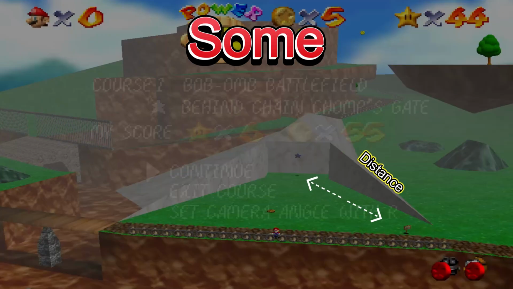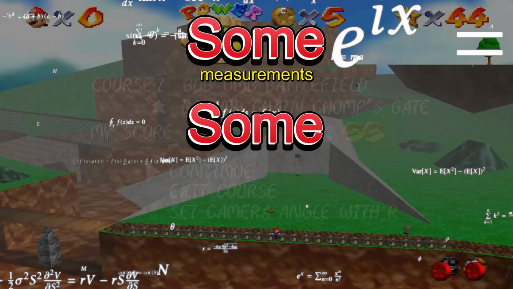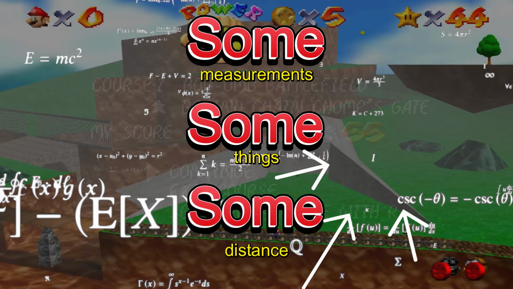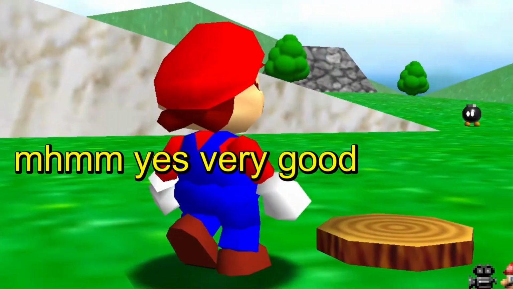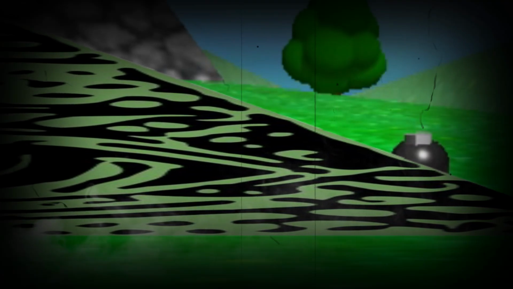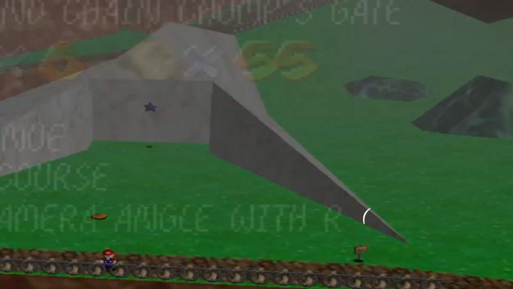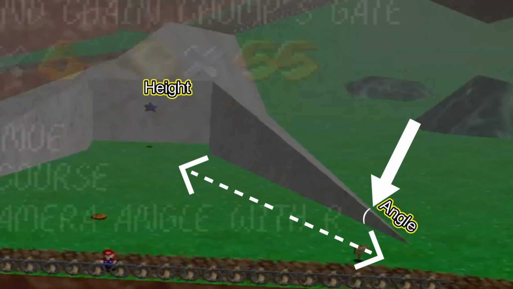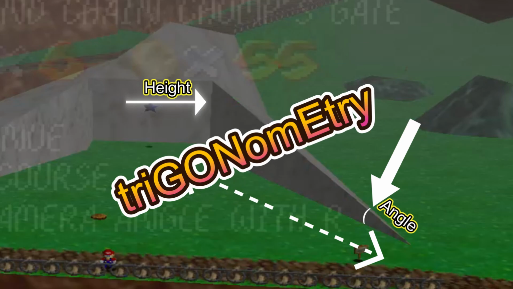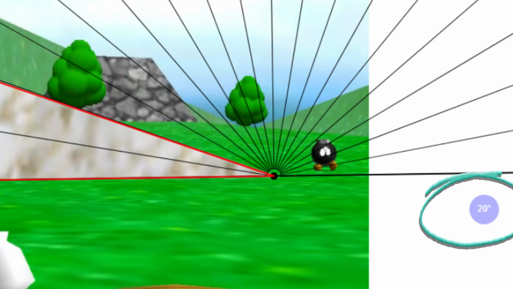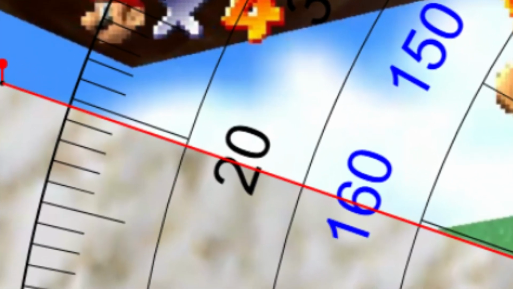First we need some measurements about some things, so we can compare some distance. This wall here looks good, since here we have a very nice triangle. We can calculate this long side by knowing this angle and the height of this side. According to this protractor, the angle here is 20 degrees, but it's actually around 19.75 degrees. Apparently, it likes to round up.